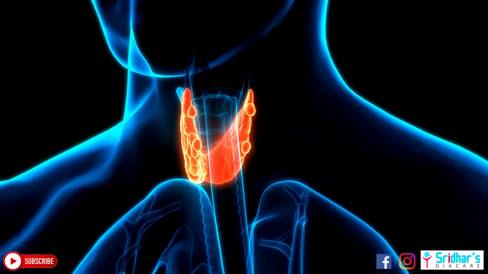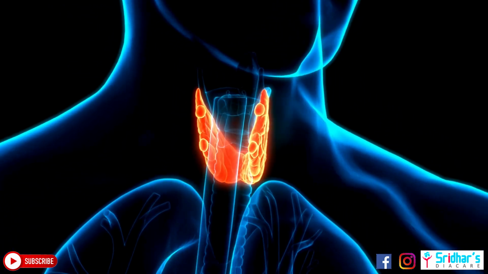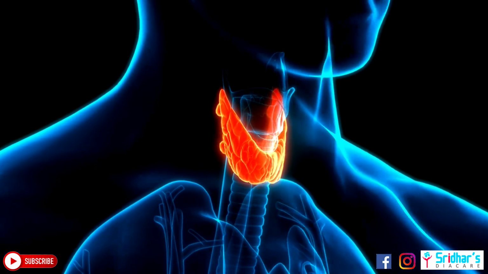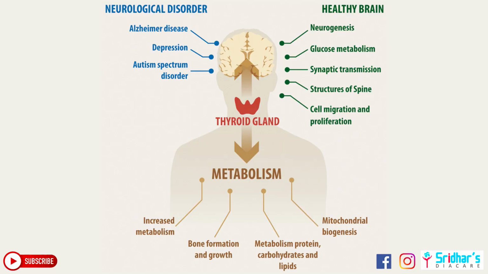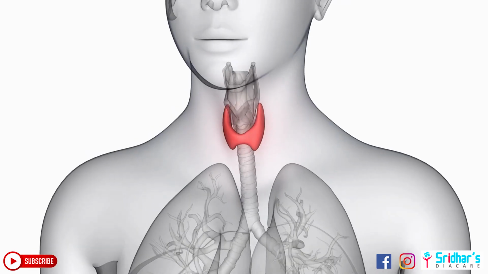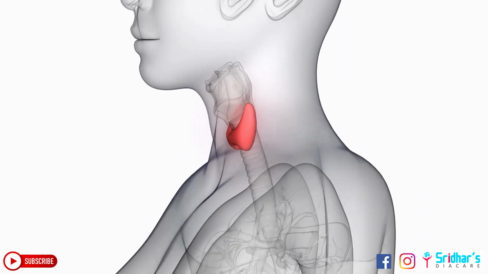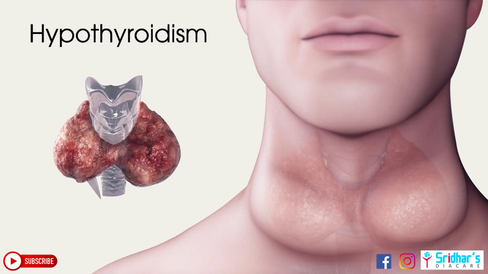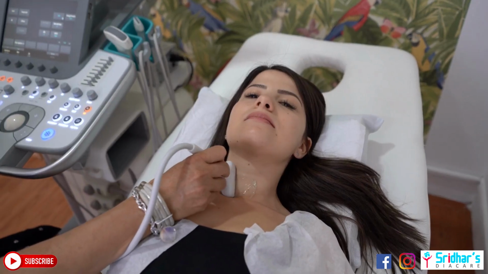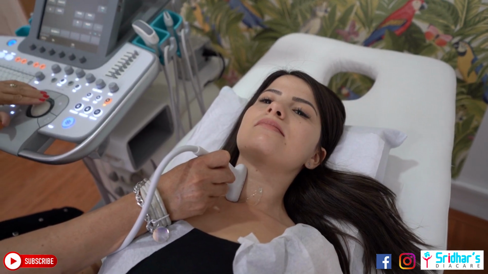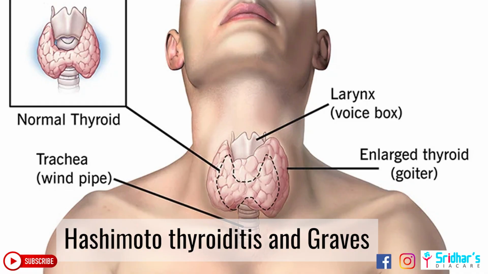The thyroid is a butterfly shaped gland at the front of the neck. It produces hormones such as T3, triiodothyronine, and T4, thyroxine, which help to regulate body processes such as metabolism, mood, breathing, and heart rate. When the thyroid produces excess hormones, it is called hyperthyroidism. When it underproduces hormones, it is called hypothyroidism. Autoimmune conditions can result in the development of certain thyroid disorders like Hashimoto's thyroiditis and Graves' disease.